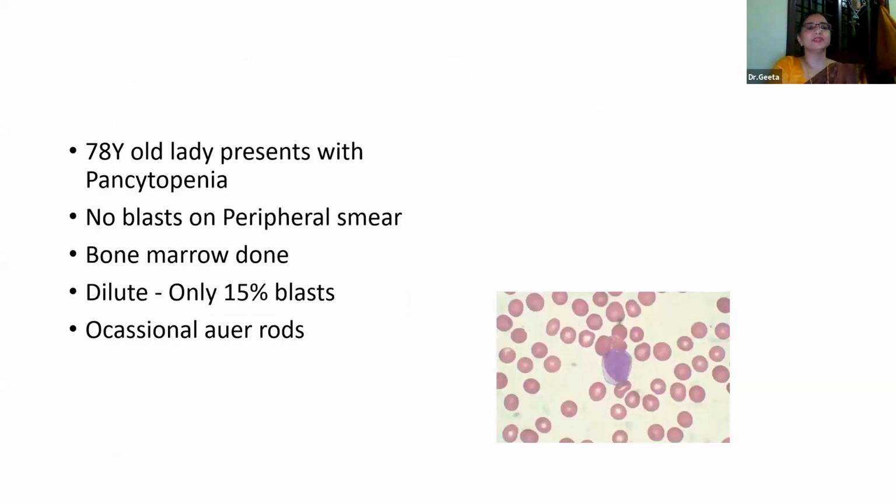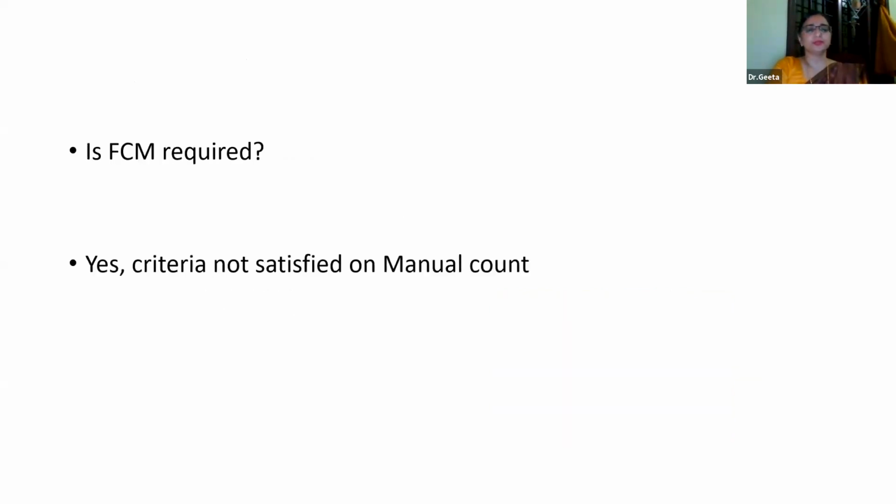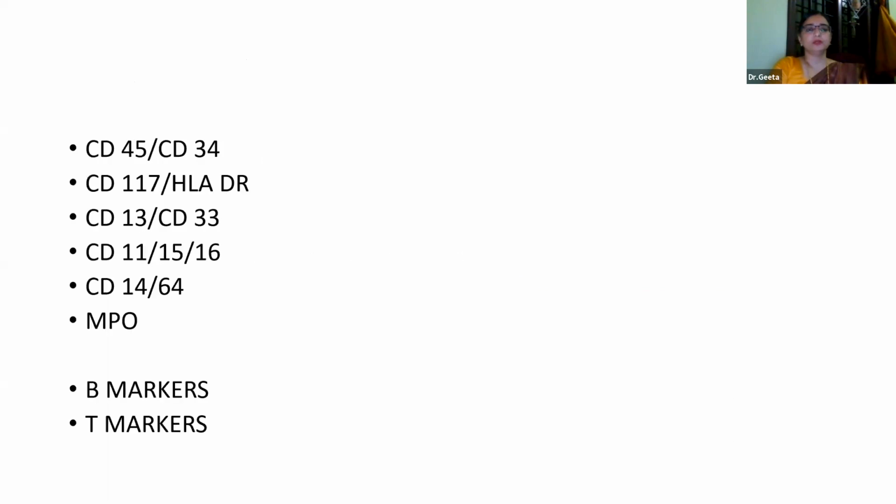Coming on to another case, a 78-year-old lady presents with pancytopenia. She has no blasts on peripheral smear. However, the bone marrow appears dilute and has 15% blasts, but a few of them have Auer rods. Now, should I do flow cytometry? Yes, definitely, because the criteria is not satisfied on manual count, not reaching 20%. I would give importance to the myeloid tube. But should I also do this? I'll come back to it in a minute.